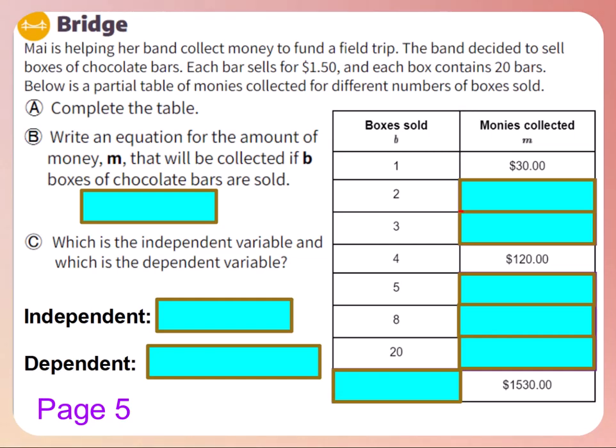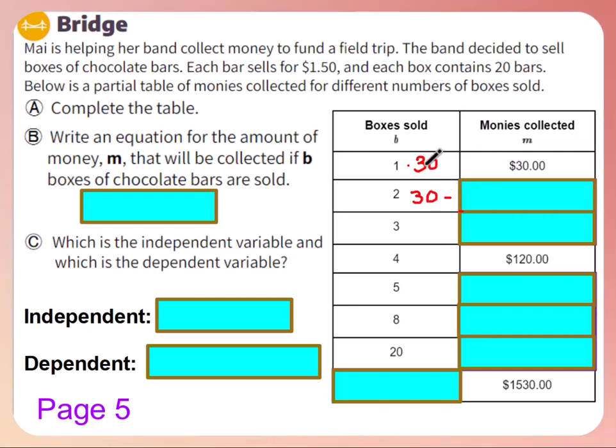So A asks us to complete the table. If you look at this first row, we have 1 in the first column for boxes sold and M in the second column for money collected. So you should be able to reason out that 30 divided by 1 is 30. In other words, if you multiply the number of boxes sold by 30, if I'm looking at this pattern correctly, I should be able to figure out each additional row.